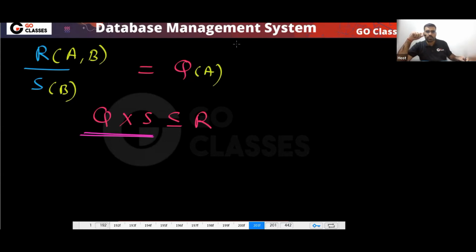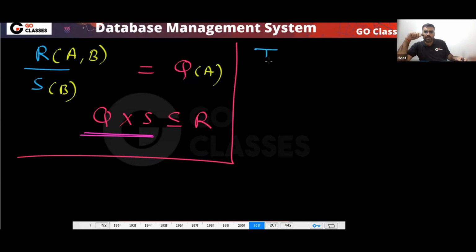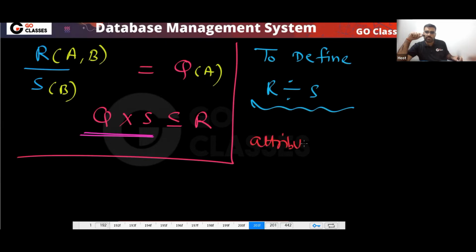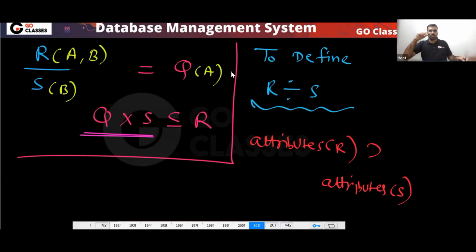Agree? So what I'm saying is that if you want to define R by S, what should happen? I can say the attributes of R must be a proper superset of attributes of S. Clear? Must be proper superset. At least one attribute should be there, yes or no? Can you define this? For example, there should be a proper superset.